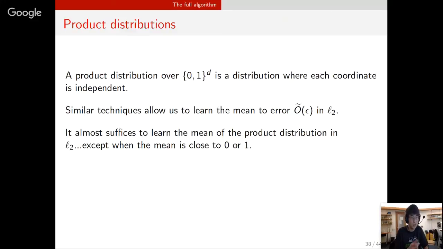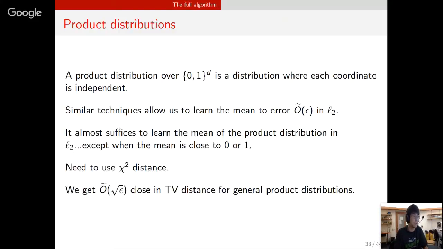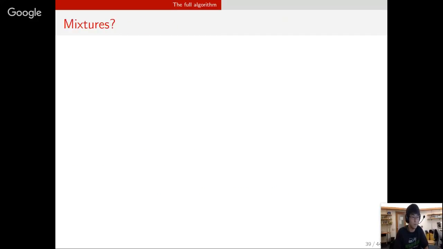Because if the coordinates of the mean are really close to 0 or 1, things break down. So we need to use something called chi-squared distance. And this is a bit lossy, so we only get Õ(epsilon) closeness in TV distance for these things. I won't go into the details. Again, they're quite messy. And for mixtures, again, the ideas are similar, but much more involved. So if you want to see them, please see the paper.